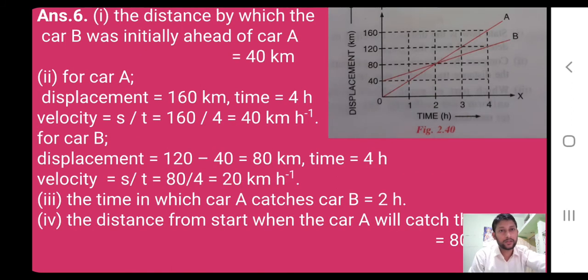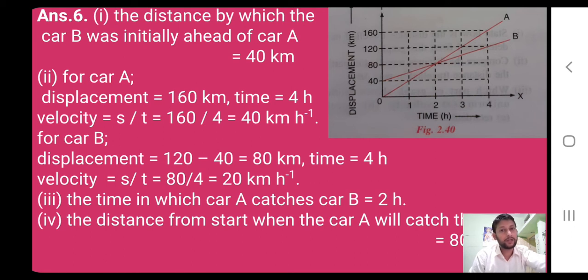Come to question number 6, where it shows us the distance by which the car B was initially ahead of car A. So you can see in the graph that B is 40 km ahead of car A. Now for car A, displacement is 160 km, and for that it has taken 4 hours. So velocity of car A will be 160 by 4, which is equal to 40 km per hour.